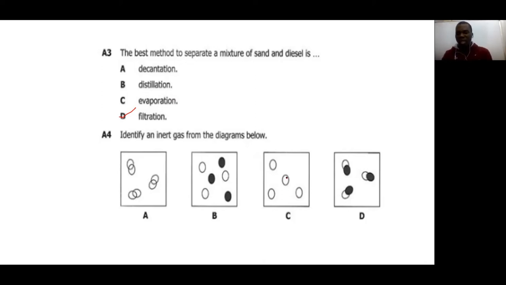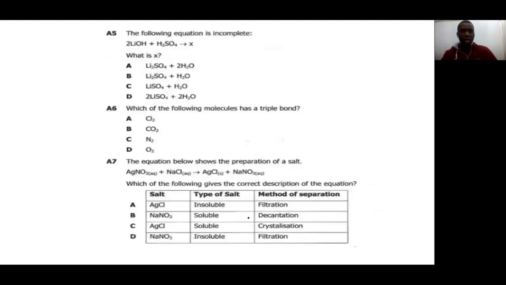Then we look at this one. This one is specific. It's a monoatomic gas. It is monoatomic and there is no combination of anything else. Then D, this one is a compound, because you can see the two atoms are actually chemically combined. Okay, so now the question reads, identify an inert gas. So an inert gas is definitely C, because this one is the only one which shows a monoatomic gas.